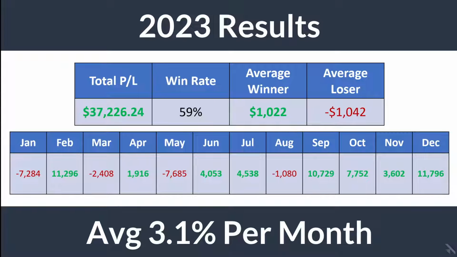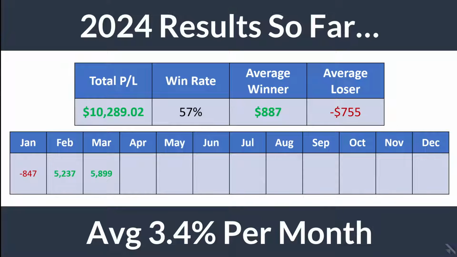I don't have big losses. I don't have massive gains. Everything I do is very structured. I made money in 8 months out of 12, and overall for the year, about 3%. Now this year, starting out so far, obviously I don't have the April stats yet, but I'm up around 10.2%. My average winner, 887. My average loser, 755.